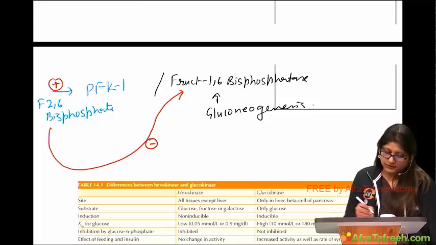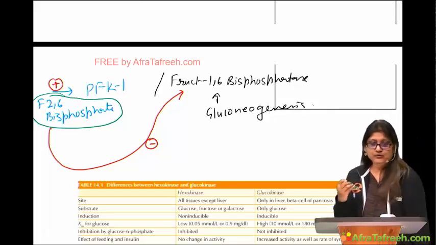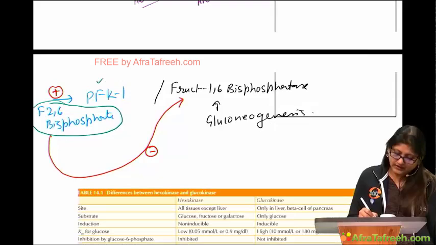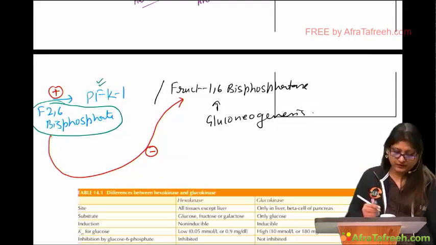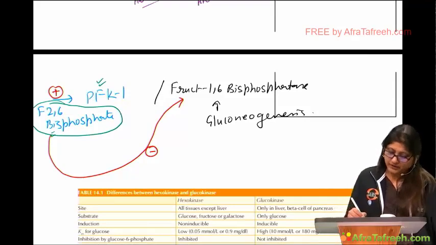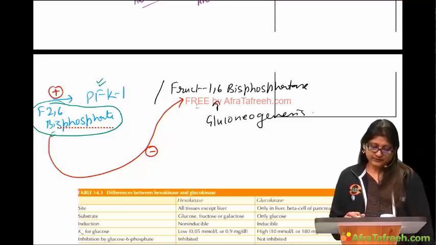So you learn two things here. This fructose 2,6-bisphosphate is actually imposing the hormonal control on these pathways. This is going to increase glycolysis by stimulating PFK1, and this is going to decrease gluconeogenesis by inhibiting the fructose 1,6-bisphosphatase enzyme of gluconeogenesis. Is it clear to you? So learn that. Very good.